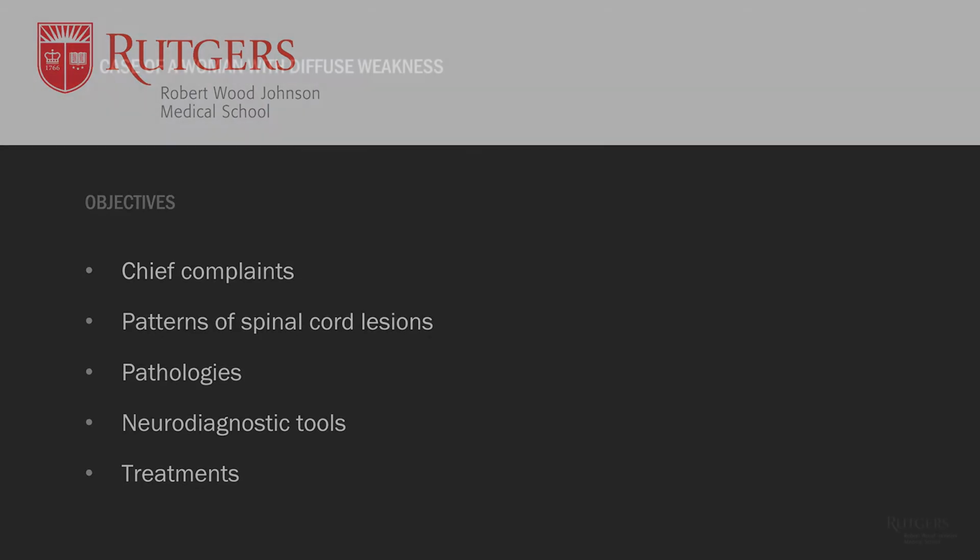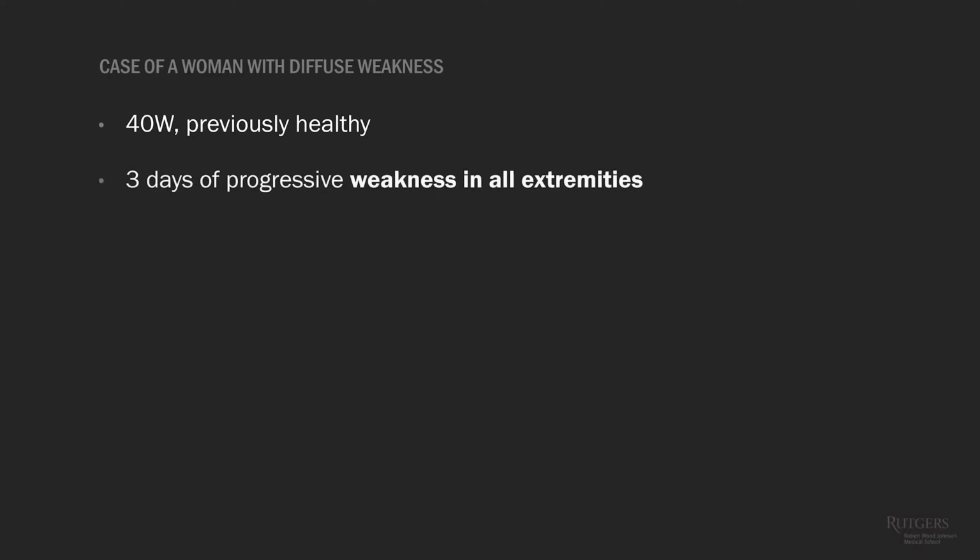So, let's start with a case. We have a 40-year-old woman, previously healthy, who over the past 3 days developed progressive weakness in all extremities, starting with the right arm, and associated back pain, which she described as electricity shooting down her spine, which by the way improved with flexion. She also complained of paresthesias in upper extremities, pins and needles.